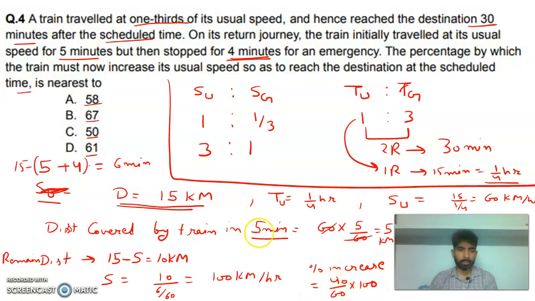That will be equal to 67%, which is option number B. That will be almost near to 67%, I can say 66.67%. So my answer will be option number B. So this is how you can do this particular question.